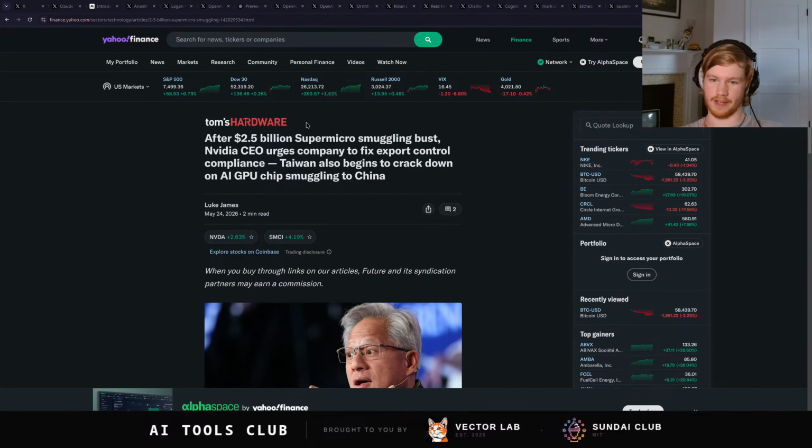Supermicro has been smuggling in a bunch of NVIDIA GPUs, to the tune of $2.5 billion. And now they're getting whacked by the government. I think in Taiwan today they just got raided, and a whole bunch of their documents were taken to investigate further.